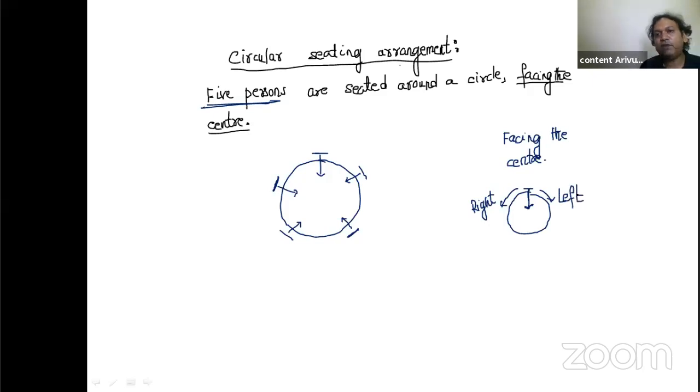The reason they give you facing the center and facing away from the center is for you to understand which side is right and which side is left. Now, if they're facing the center, right will be in the anti-clockwise direction, or right will be towards your left. So right will be anti-clockwise and left will be clockwise. For example, if I add a line here, A is second to the right of E.